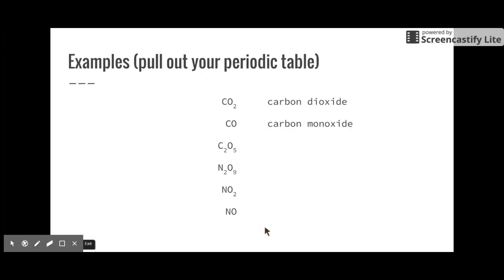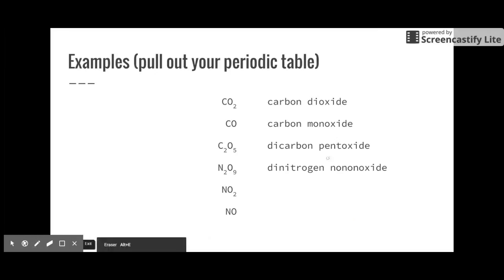How about this third one? Use your prefix list. Did you say dicarbon pentoxide? You'd be exactly right. There are 2 carbons, so dicarbon pentoxide. Now we can keep going. The next one is dinitrogen monoxide. Sorry, this is actually incorrectly written. It should just be monoxide. The next one is NO2, or nitrogen dioxide, and the last one would be nitrogen monoxide. Again, sorry for the mishap there.